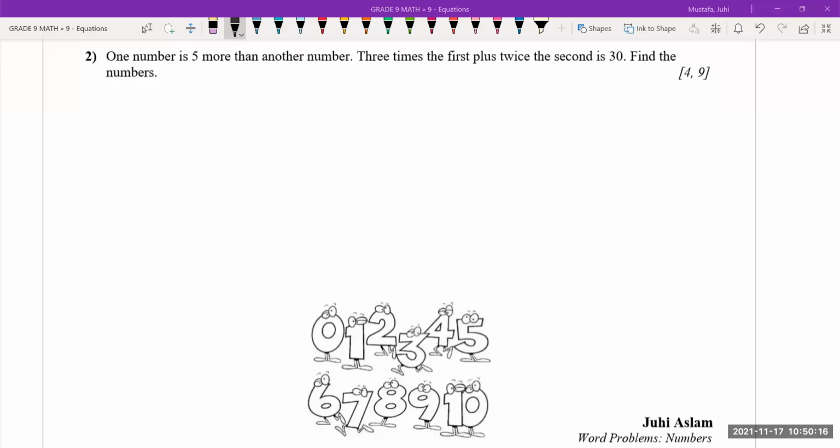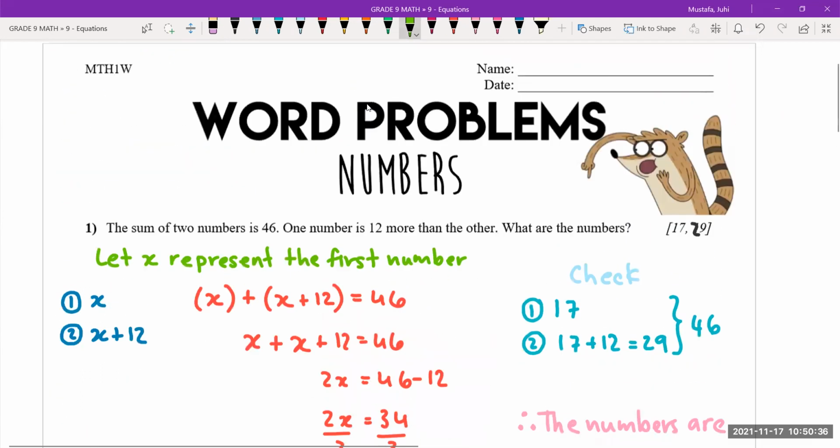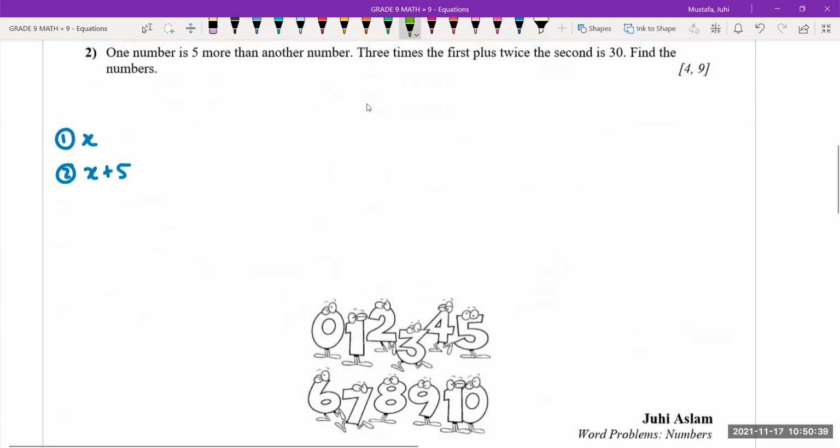All right, for question number 2, it says one number is 5 more than another number. So again, I'm going to call the first number x, and I will call the second number what? X plus 5. I need a let statement. I'm going to try to keep the same color theme. So I'm going to go with green. And again, I'm going to say let x represent the first number.